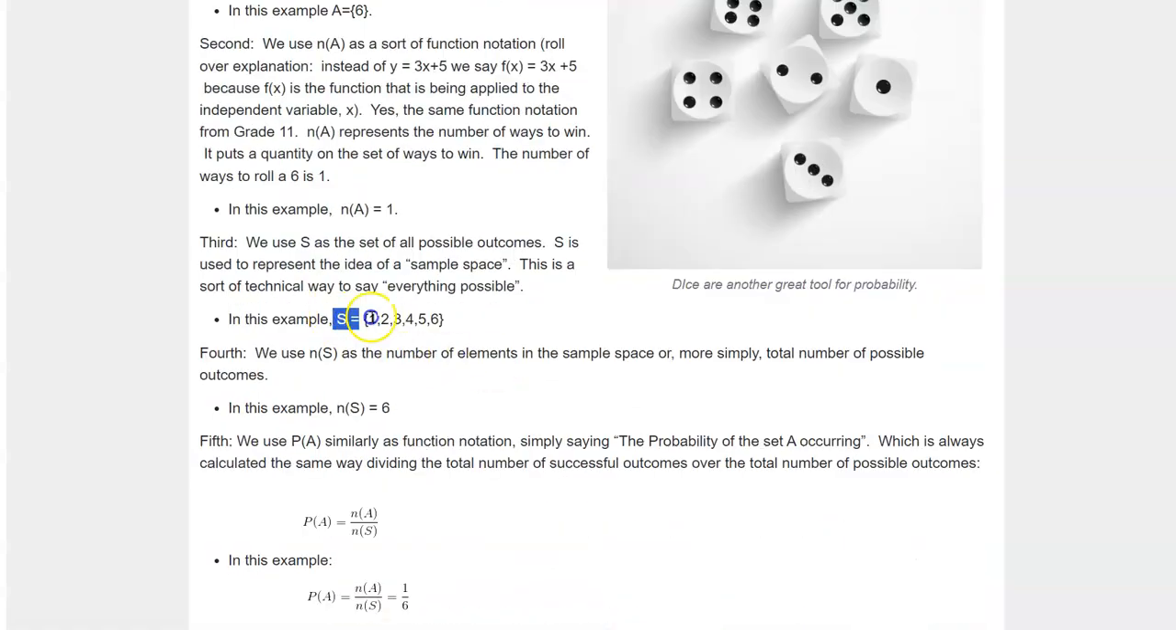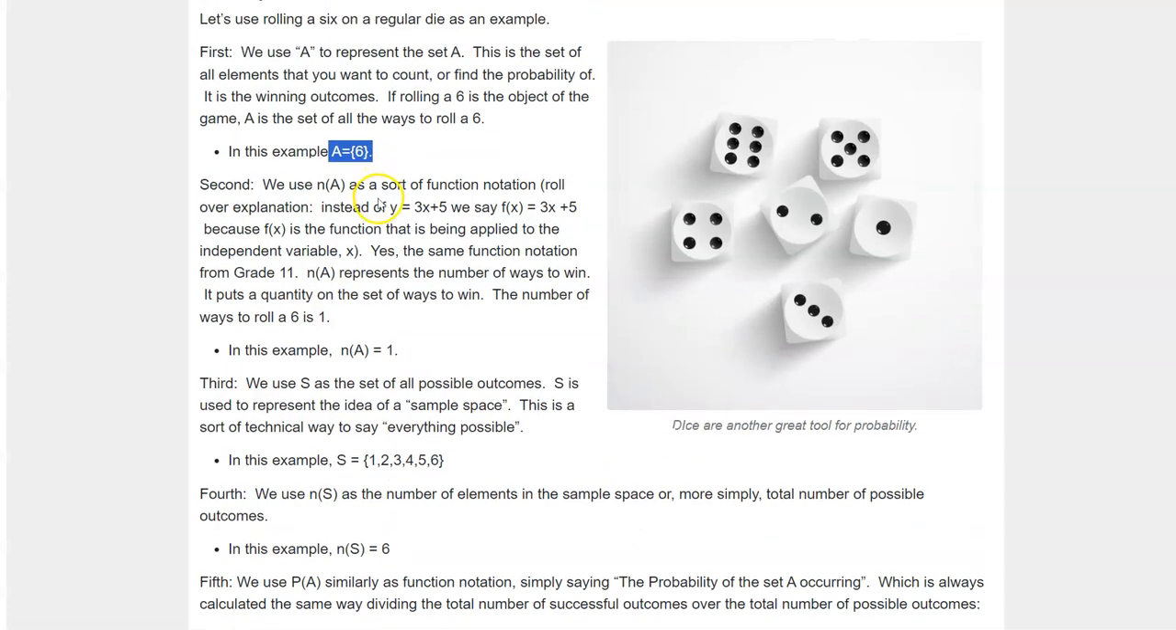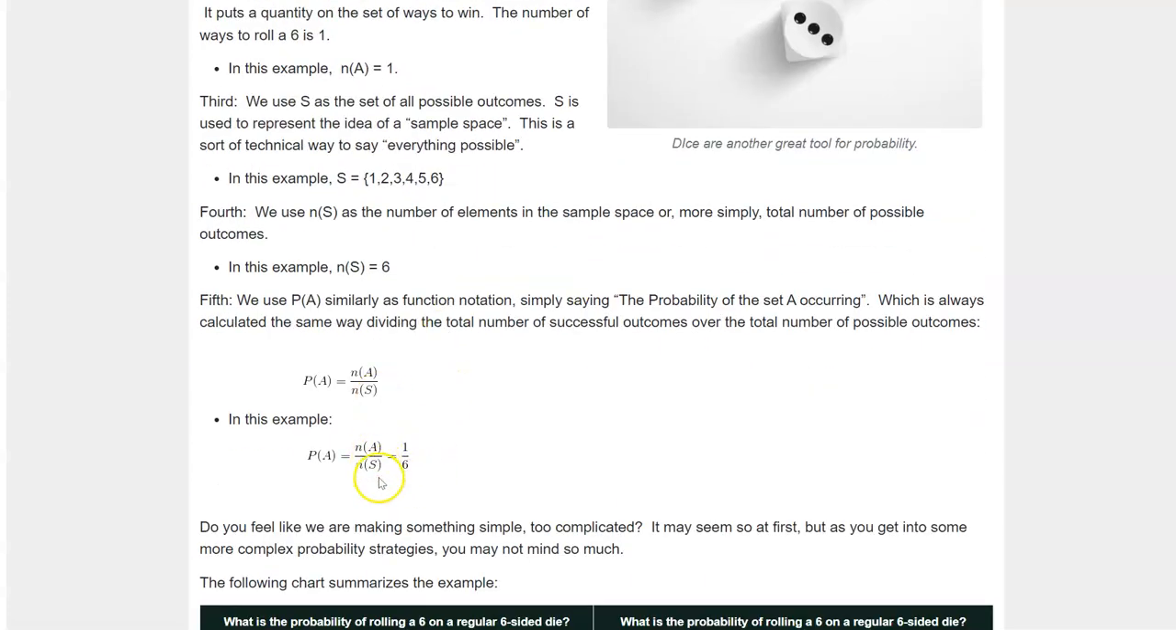So it looks just like this. Those are all the elements in S. And if I said, what's the probability of rolling a 6? Well, there's only one element in A, which is in this case rolling a 6. So it would be 1/6.